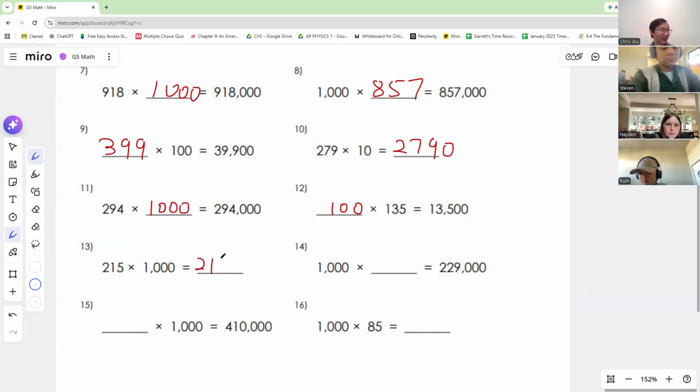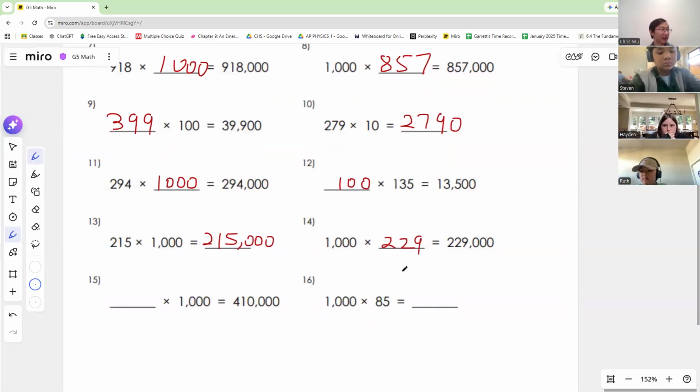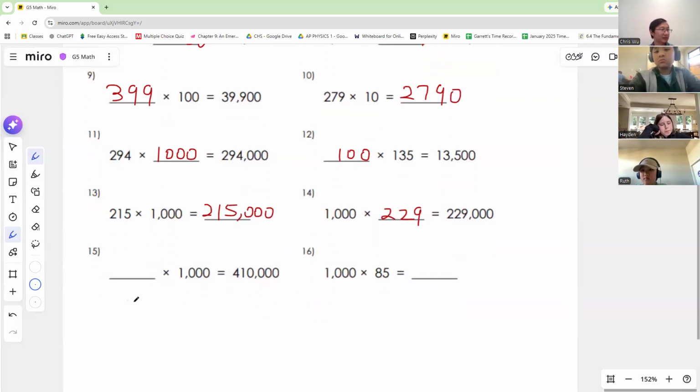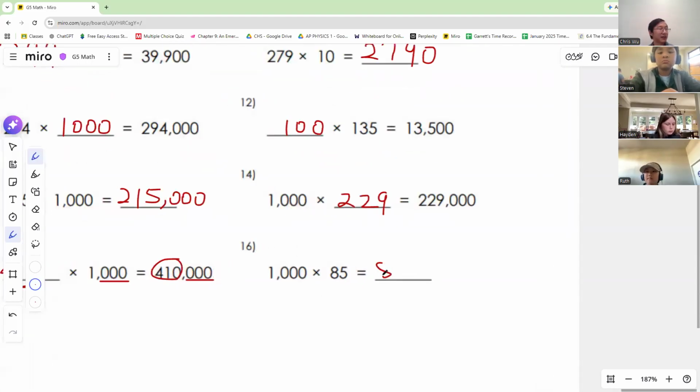215,000. Good job. That is correct. And Ruth, number 14? 229. Okay. And number 15, Stephen? 410. Good job, 410. Notice that this one we actually need a 0 here because they only gave me 3 zeros. So make sure you also include 1 0 for the other number. Okay, good. All right, and the last number will just be 85,000. Nothing crazy there. Okay, good.